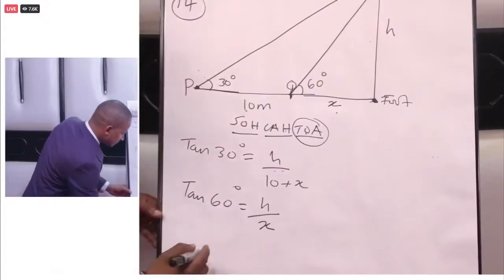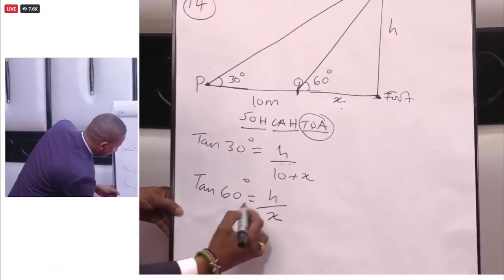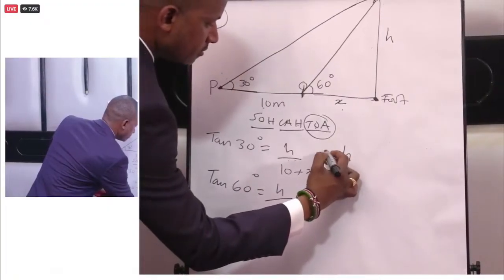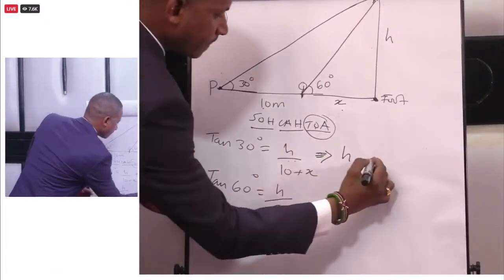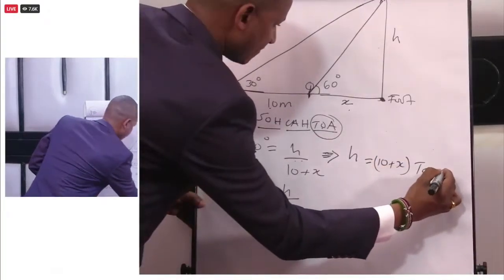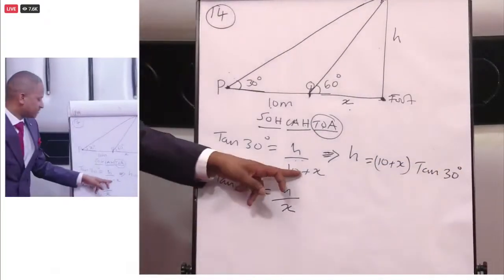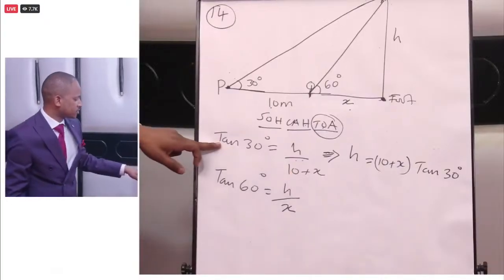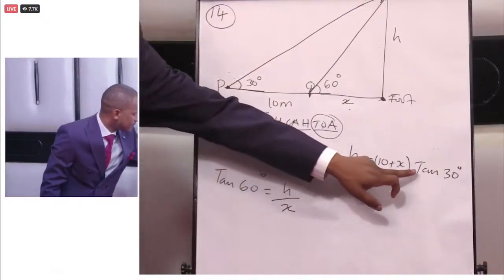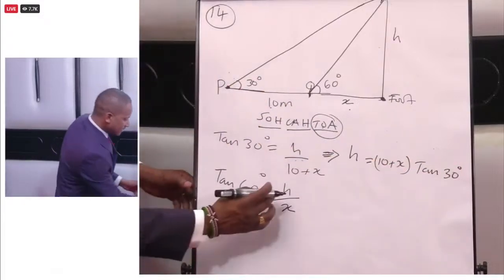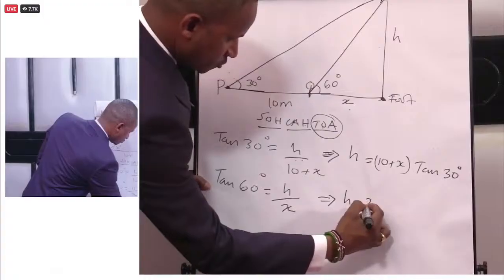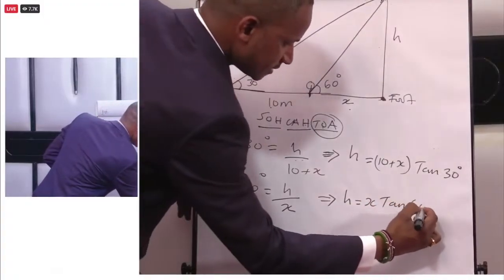So in this case, h equals 10 plus x tan 30 degrees. I've just cross multiplied both sides by 10 plus x. So I remain with h equals 10 plus x tan 30. Then at the same time here, I cross multiply, I get h equals x tan 60 degrees.